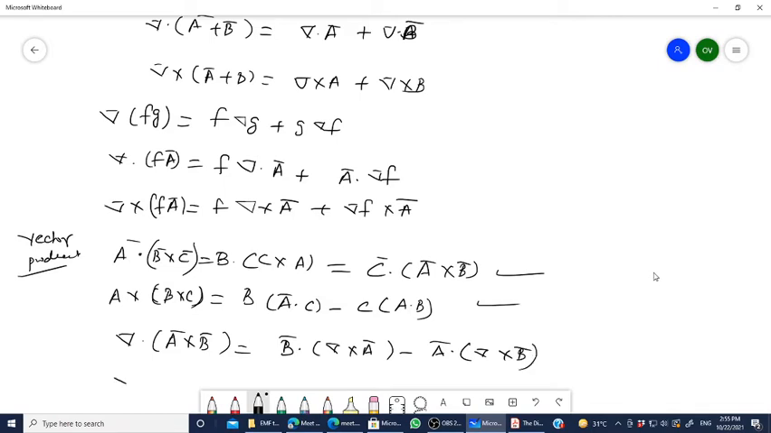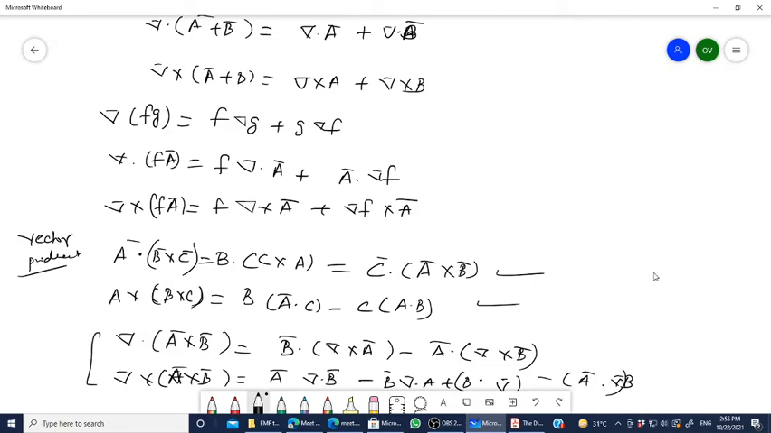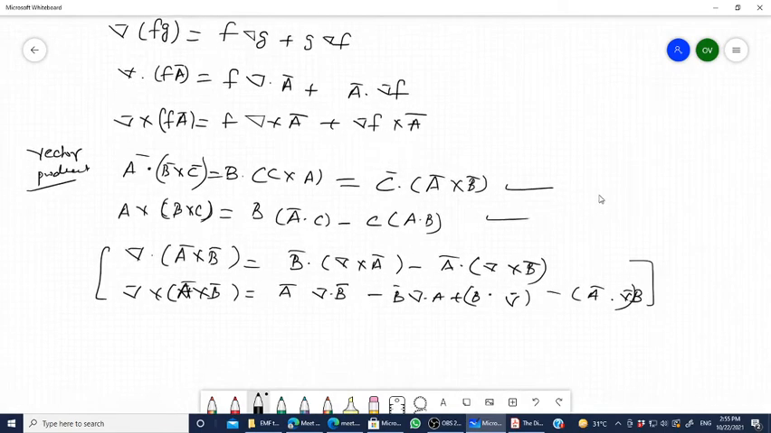And the last one is the del operator cross product with a cross b, then a into del operator dot b minus b del operator dot a plus b dot del operator minus a dot del operator. So इसको आपको याद रखना बस, you can just use this formula into your equation.